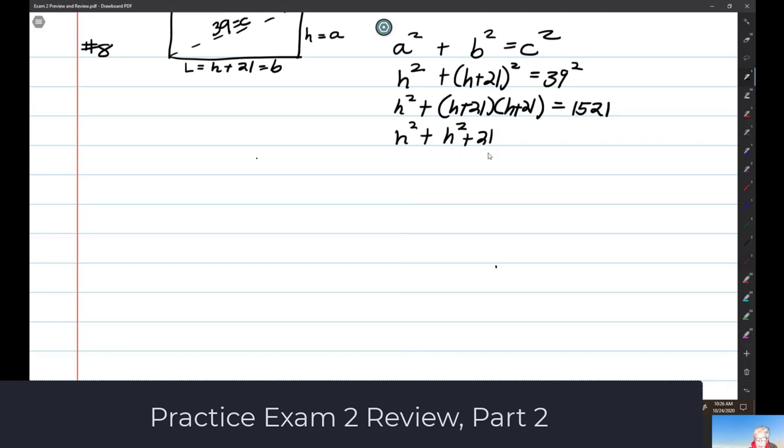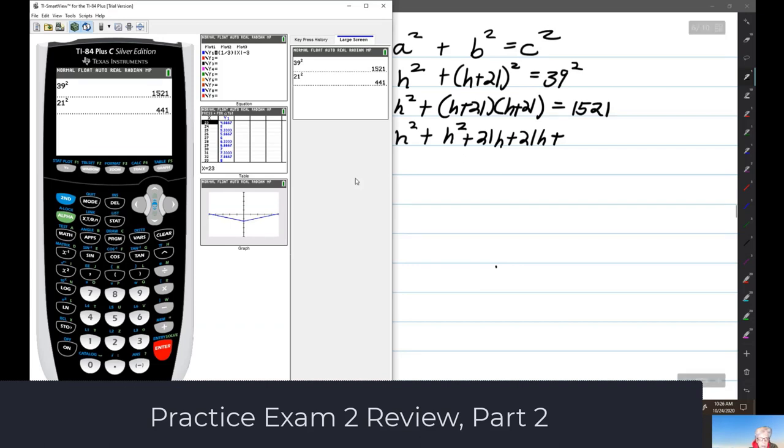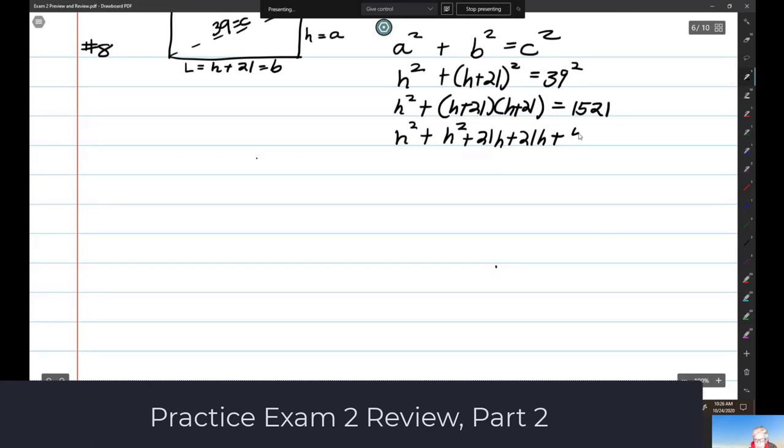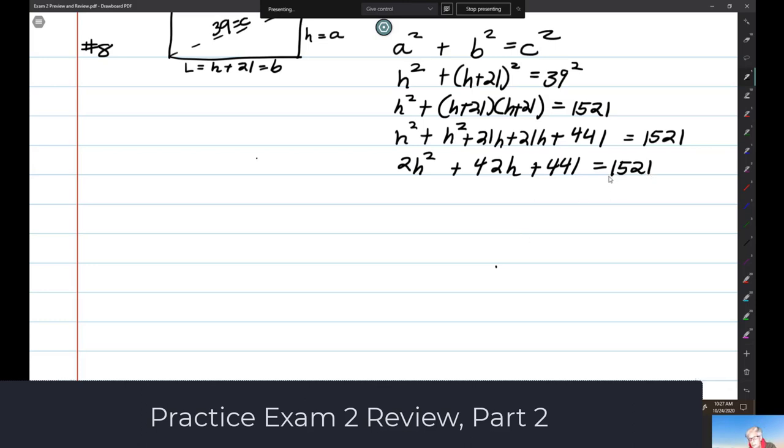So h squared plus h squared plus 21h plus 21h plus 441. Okay, so we'll have 2h squared plus 42h plus 441 equals 1521. And so we're going to subtract that from both sides. Minus 1521.